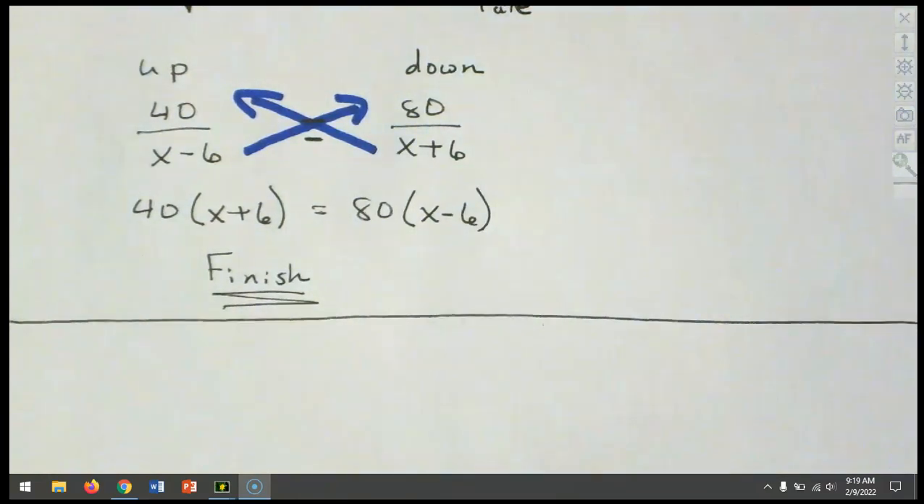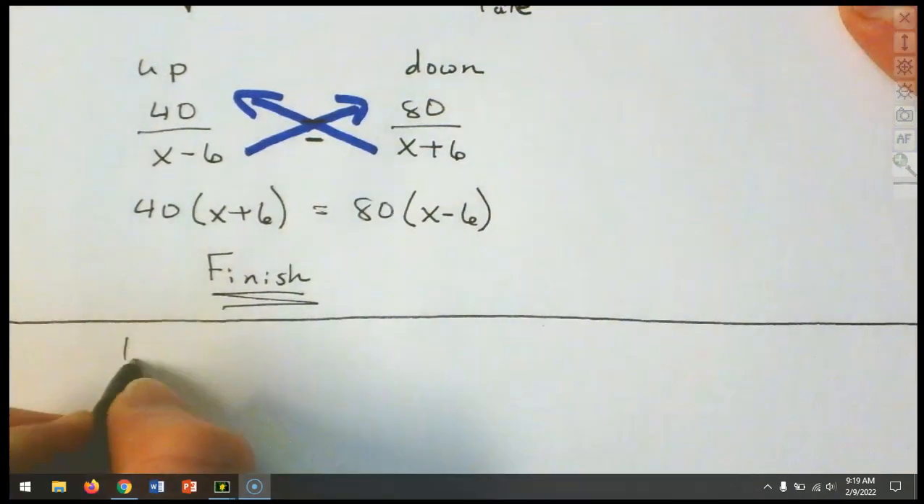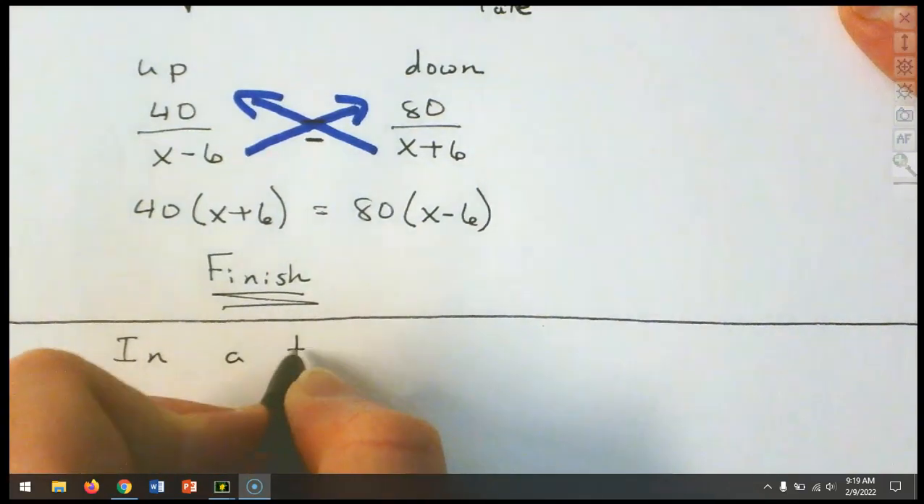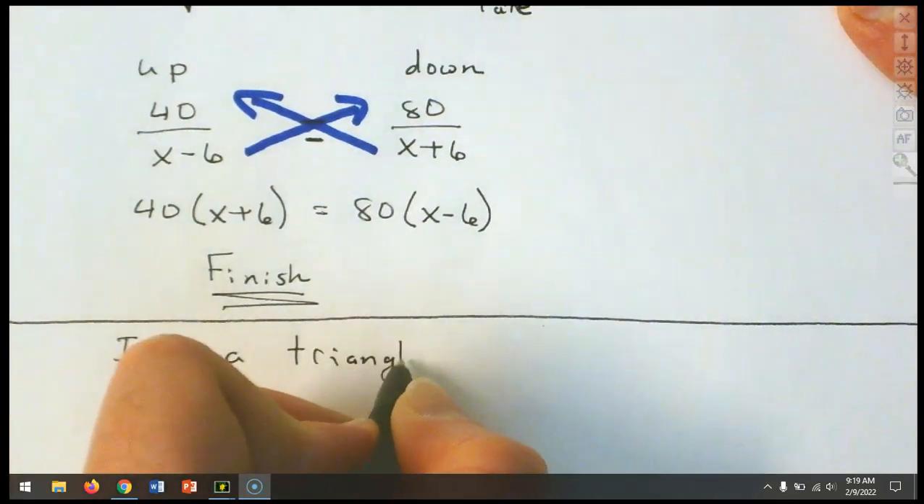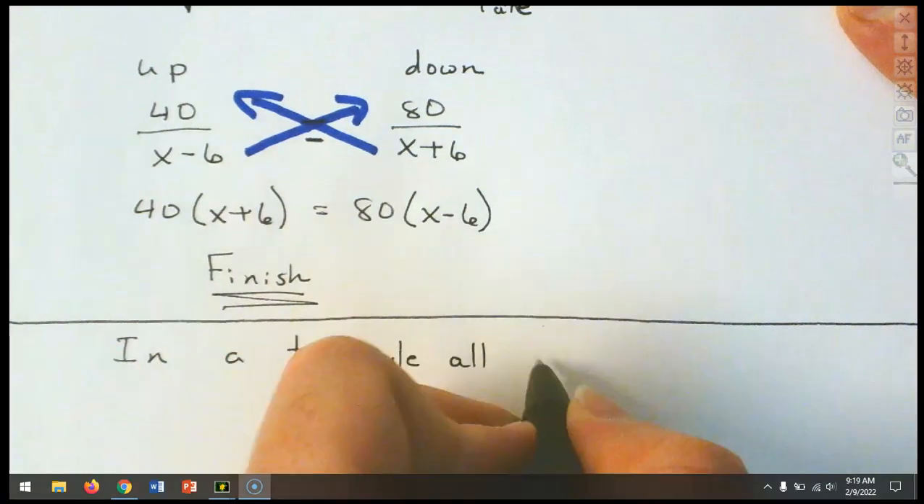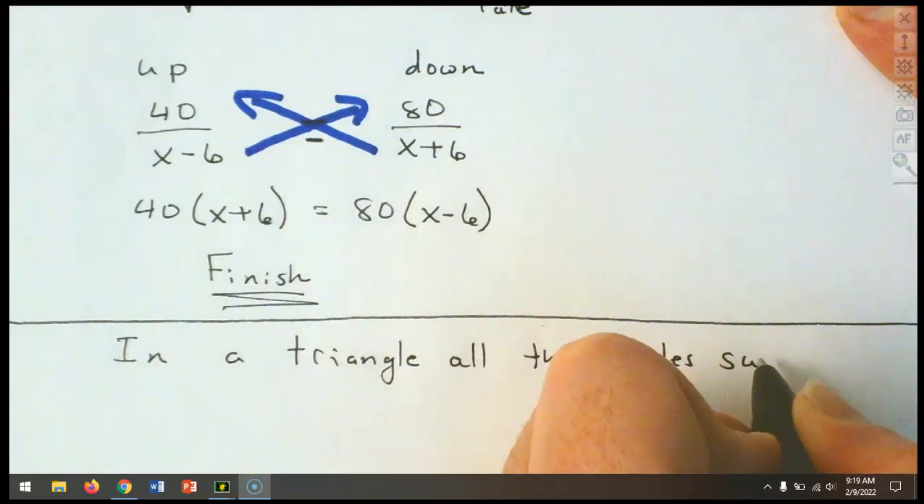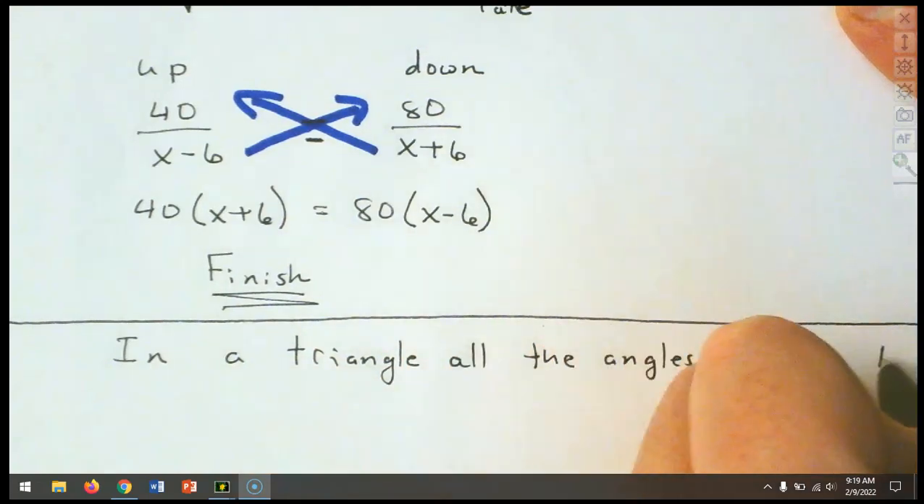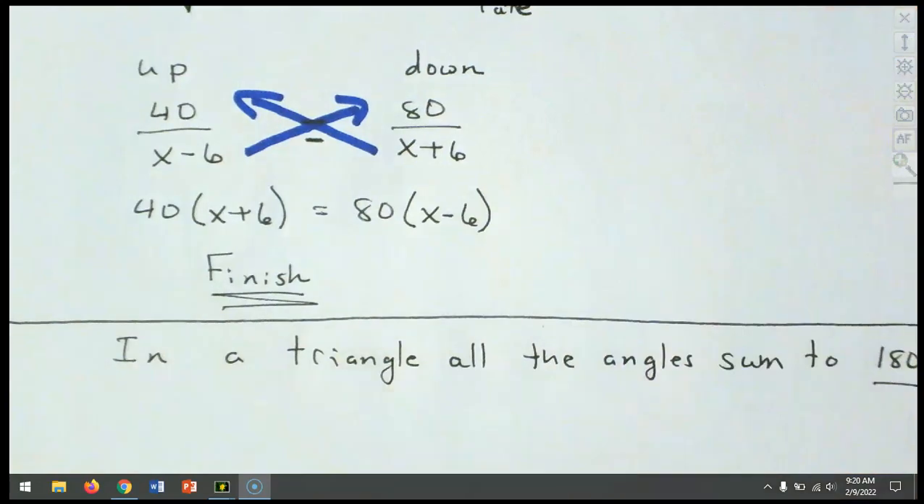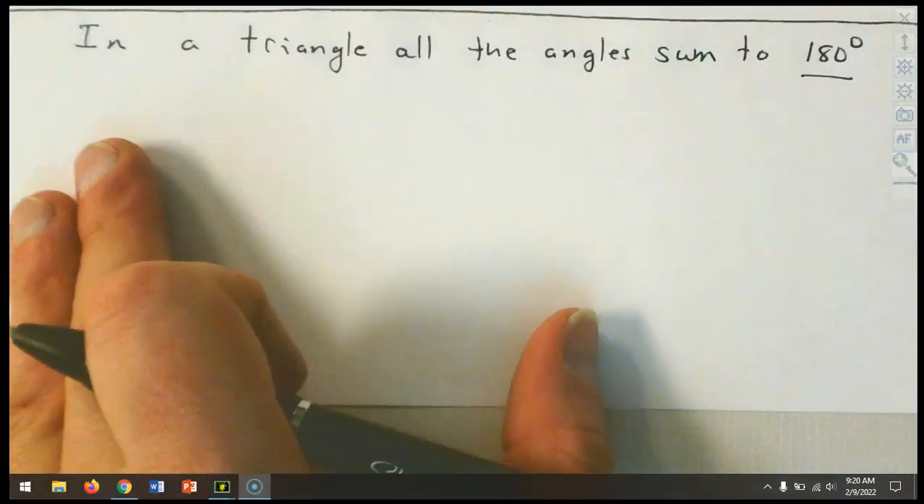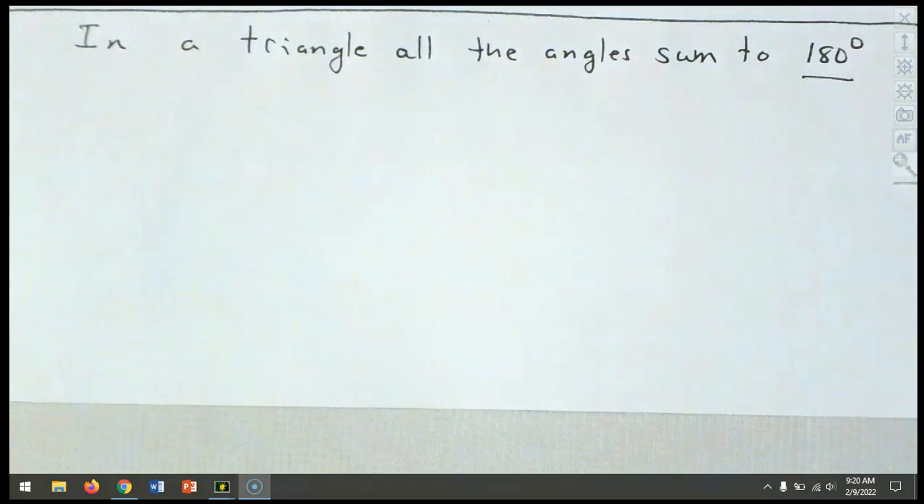Now, when we look at these, we need to know about a triangle. So in a triangle, all the angles sum to 180. Remember that? Okay, so when we look at a triangle, we know that they all add up to give you 180. So these are going to be much simpler than the others.